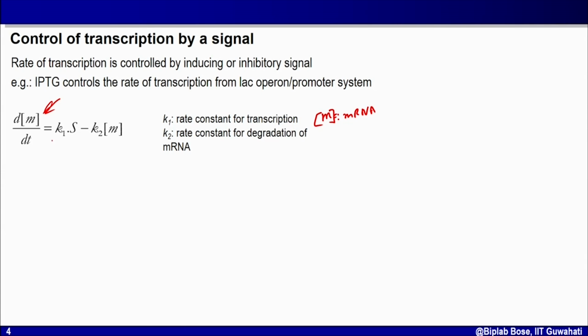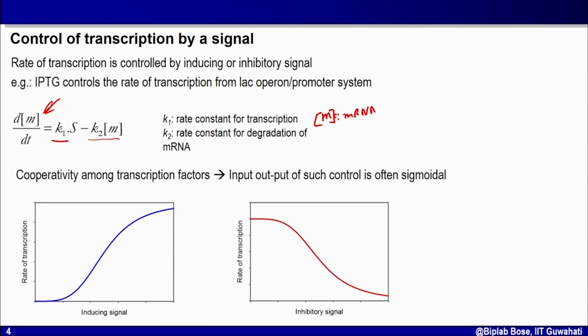So the first part is synthesis by transcription. Second part is degradation. Now see the first part, the transcription part, K1 into S. So that means if I keep on increasing S linearly, then the rate will also increase linearly. But the fact is, in many experimental systems, it has been seen that this relation of rate of transcription with the amount of input signal is actually not linear. Rather, it is non-linear and particularly sigmoidal, S-shaped.